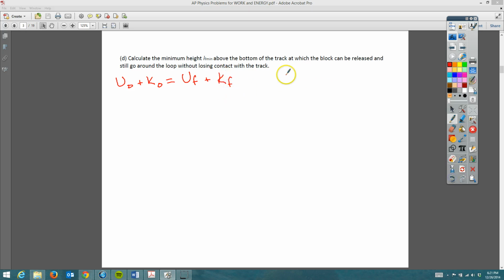Now we have to think about what we're doing here. We go down, we go through the loop, and we want to know what height we need to have here. What is this height in order for it to barely go around the track? We've already calculated the minimum speed, which is equal to 2.4 meters per second. That's the minimum speed we need to go around without it coming off. So now we're looking at the minimum height that we need to achieve that speed.